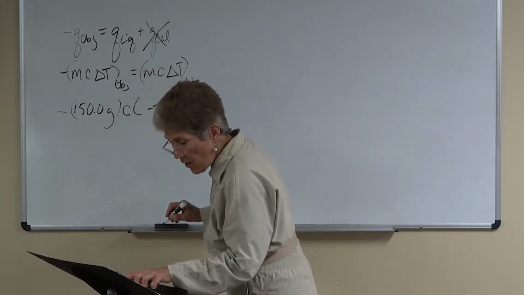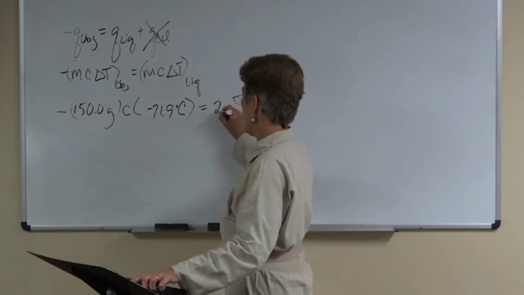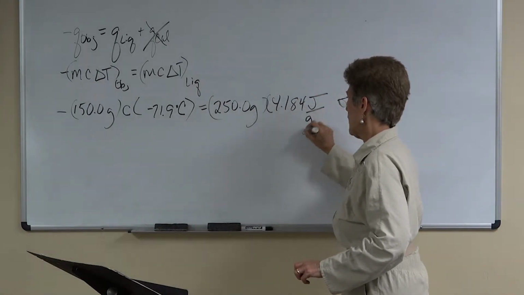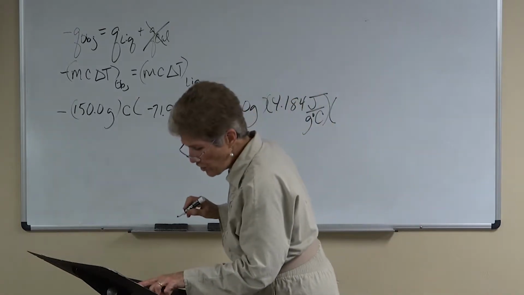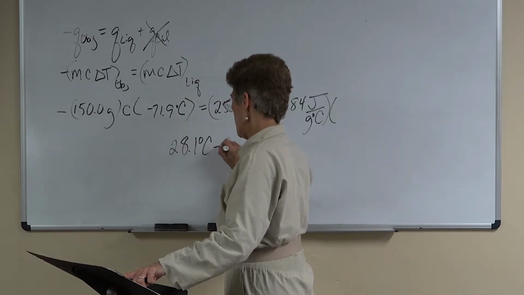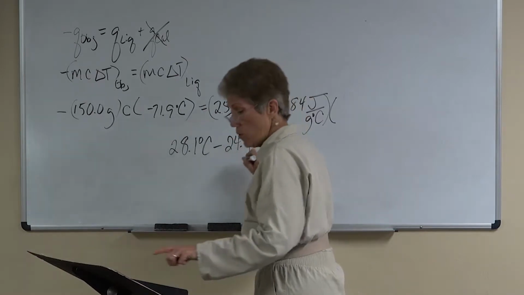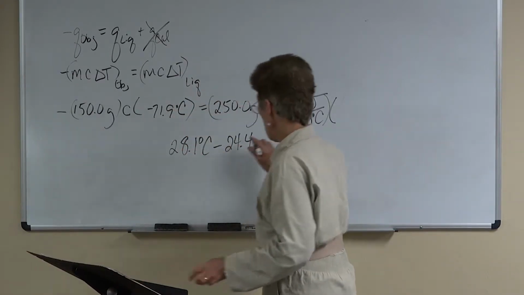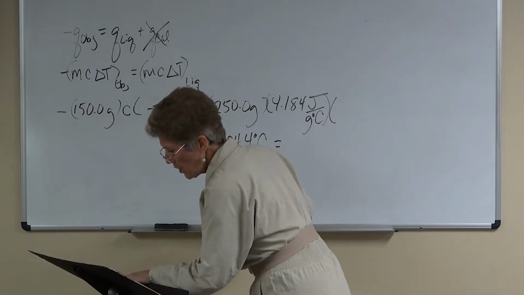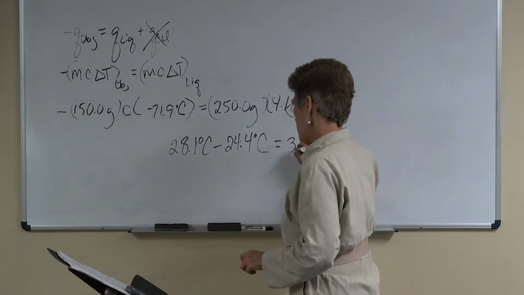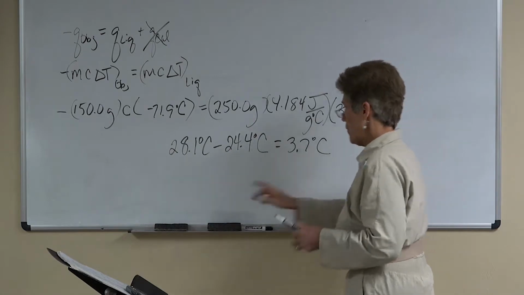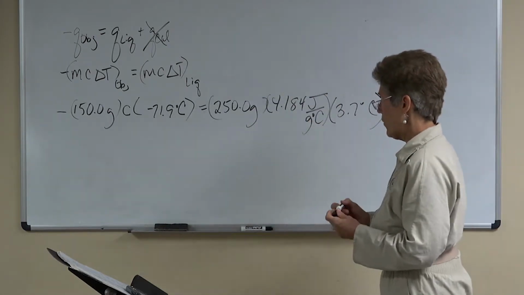Equals the mass of the liquid, which is water in this case, 250 grams. We know that water is 4.184 joules per gram degrees Celsius. And we know the change in temperature for the water was from 28.1 degrees Celsius to 24.4. Excuse me, it started at 24.4, it ended at 28.1. I wrote it correctly, I said it wrong. And so this is going to give us a change in temperature of 3.7 degrees Celsius, and that's positive, 3.7 degrees Celsius. Okay, so now we have all the numbers in here that we can.